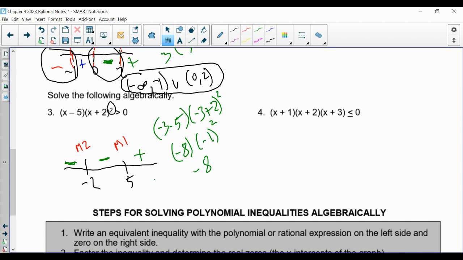I substituted negative 3 in. I would substitute 0 in if I was looking at the middle section, and then I would substitute like 6 in for this last section. But then we have to actually do our answer.